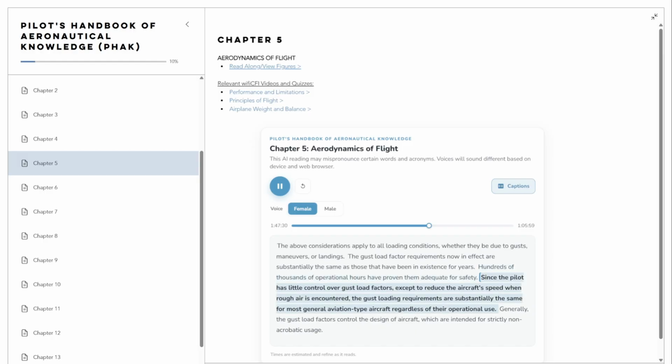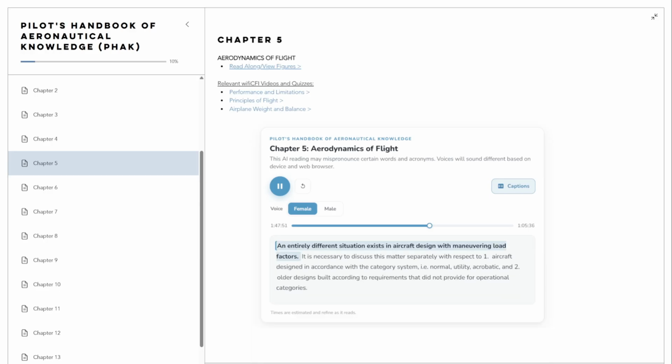Since the pilot has little control over gust load factors, except to reduce the aircraft's speed when rough air is encountered, the gust loading requirements are substantially the same for most general aviation-type aircraft regardless of their operational use. Generally, the gust load factors control the design of aircraft which are intended for strictly non-acrobatic usage. An entirely different situation exists in aircraft design with maneuvering load factors.